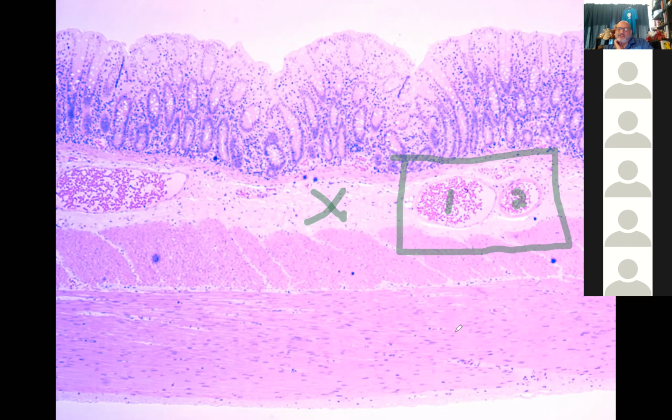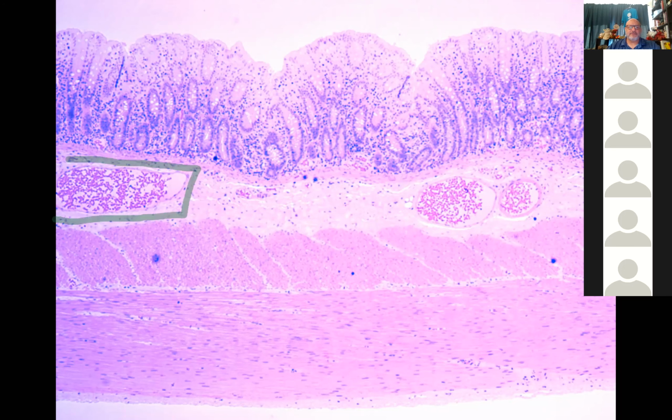What type of blood vessel is 1? Vein. Yep. And what type of blood vessel is 2? Artery. Notice the artery has a thicker muscular wall to it. The vein has a larger lumen. So we actually have 2 blood vessels in here. So again, as we know, the submucosa can contain large blood vessels. And here we see a nice example of that. What about that other structure to the left? This is another vein. Okay. Yep.